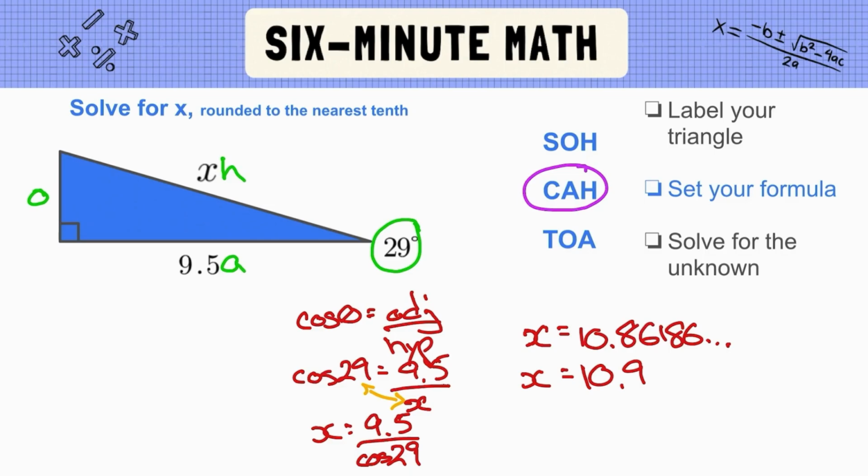Those are all the examples we have today for finding sides in a right angle triangle.